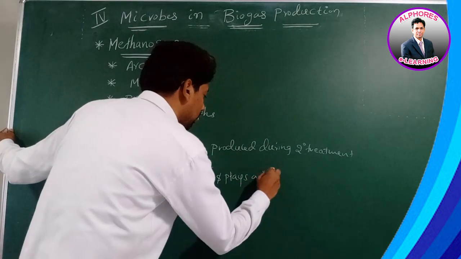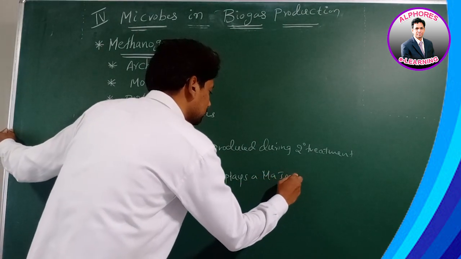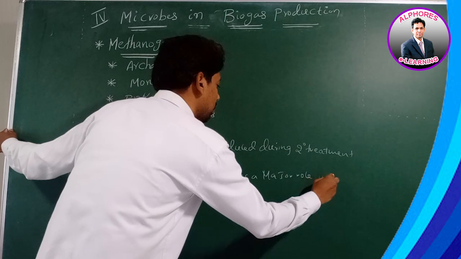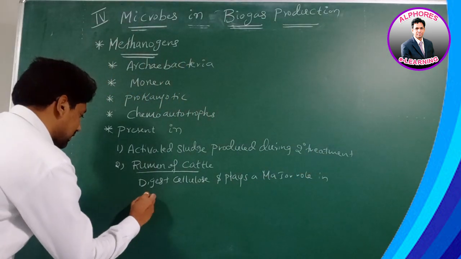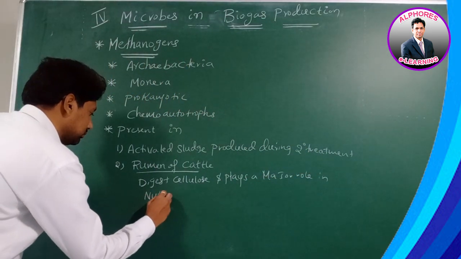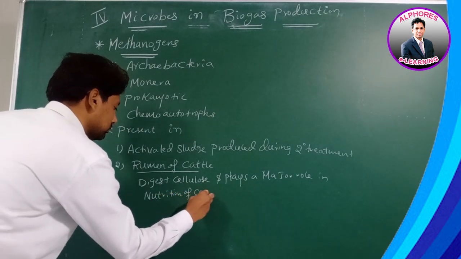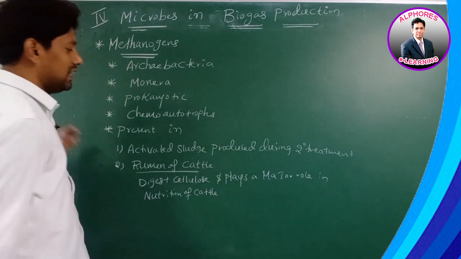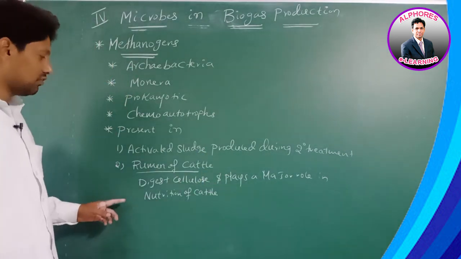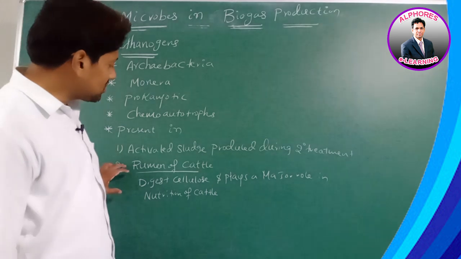Digest what? Cellulose. And plays a major role in the nutrition of cattle. Plays a major role in the nutrition of what, sir? Cattle. Listen to this statement carefully.